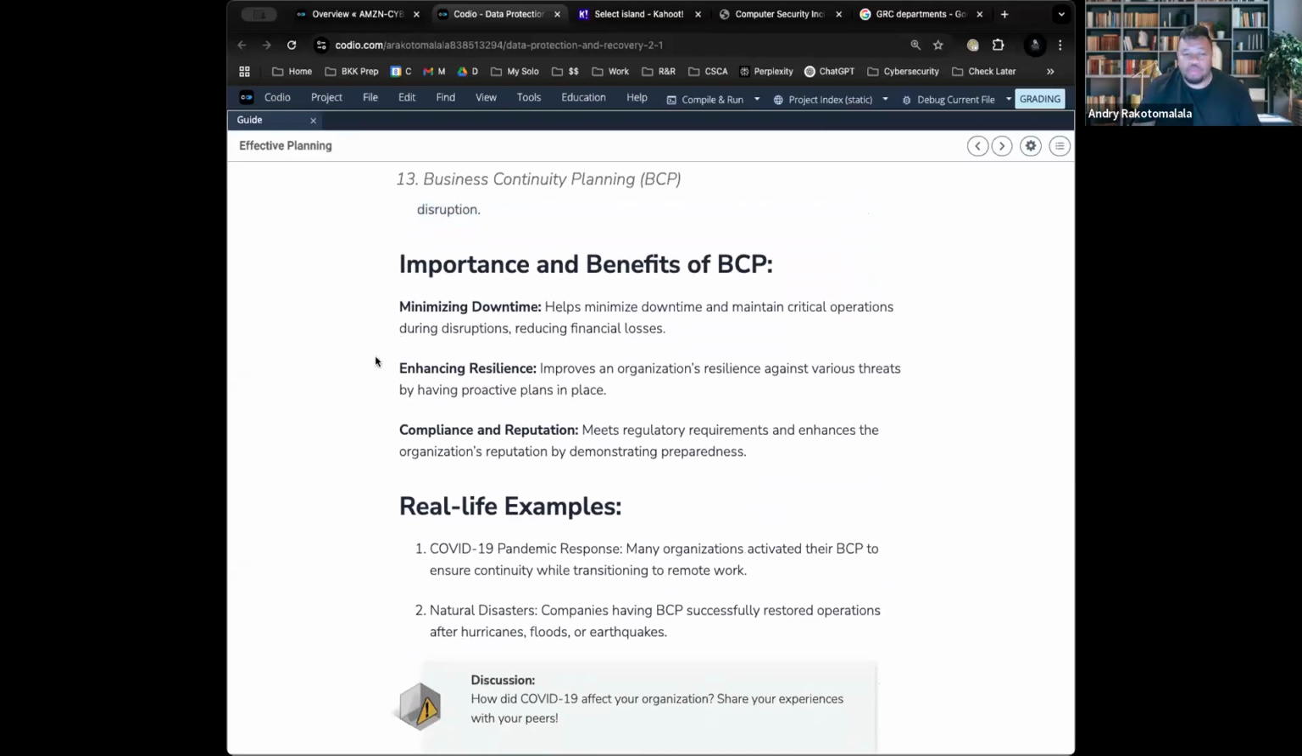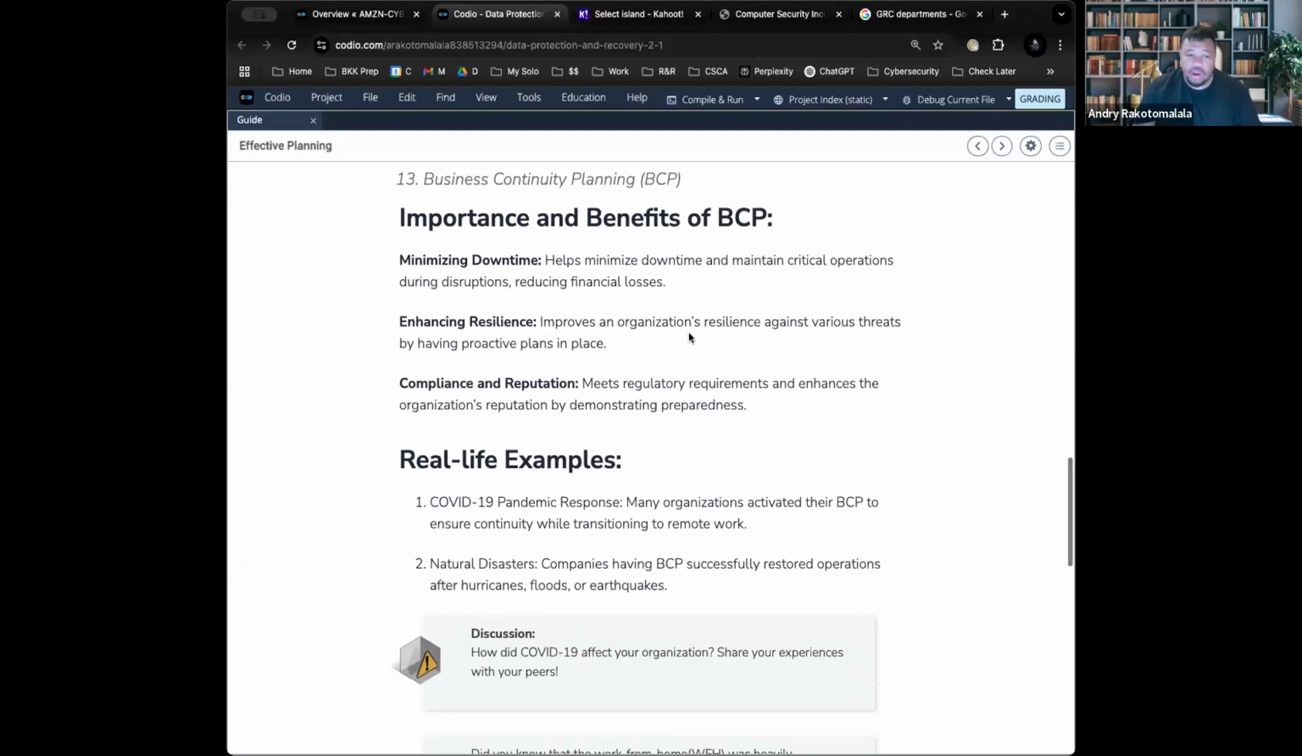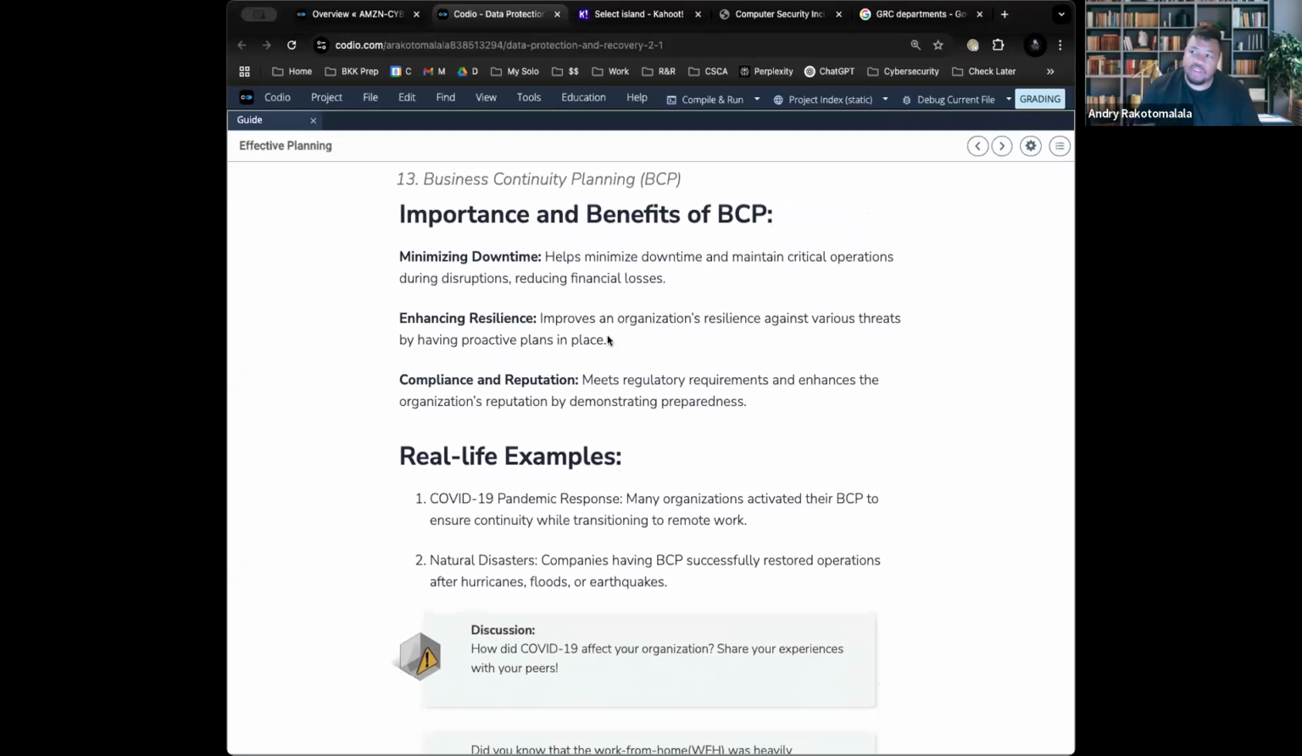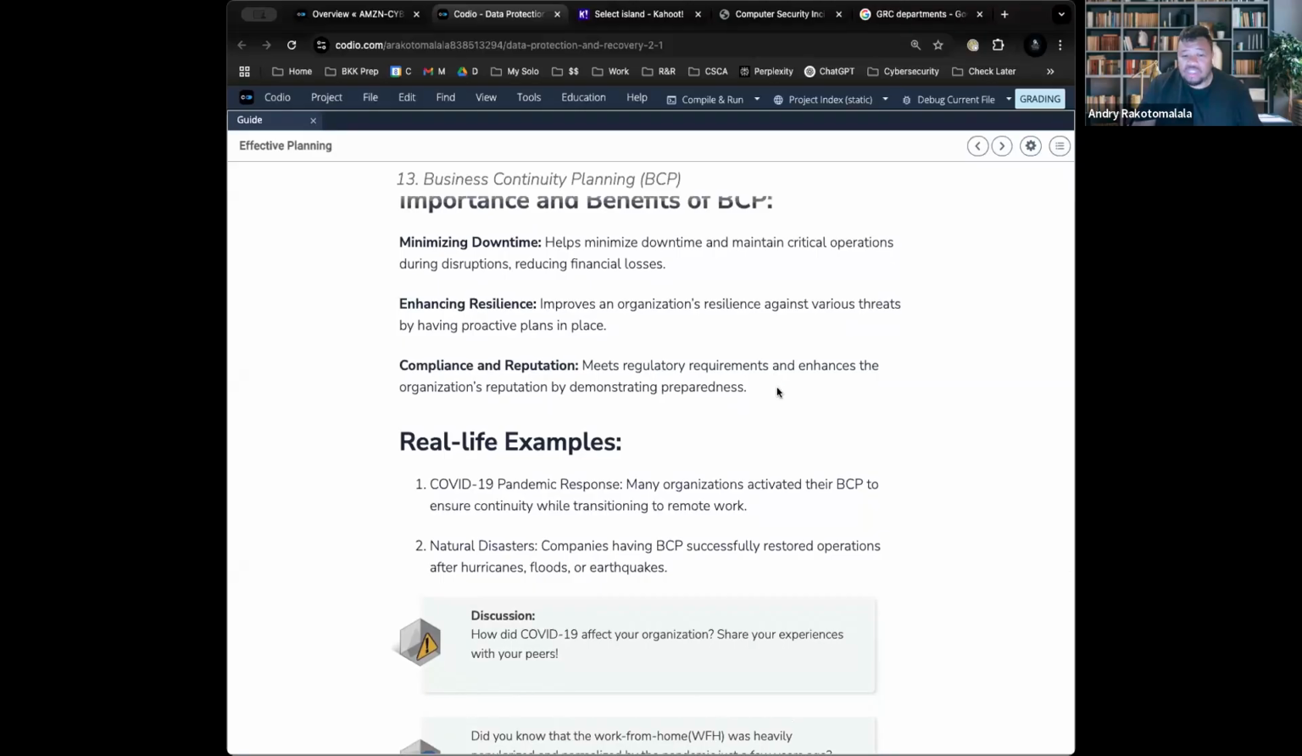So why is a BCP important? Well, for one, if everyone knows what to do, who to contact, and the steps to take to get their businesses back online, it minimizes downtime, which in essence minimizes financial loss. What it also does is improve resilience. That means if an incident happens, everyone already knows what to do. It's like if you had a fire in your building and you already know where the stairs are. It's as simple as that. So it enhances your resilience to that situation. And the last one is it does help keep you compliant as well as give you a high reputation.